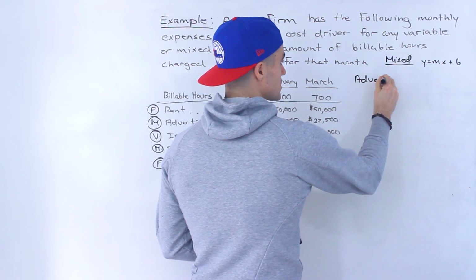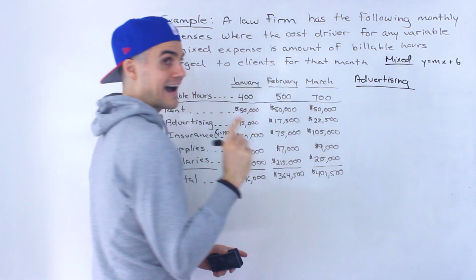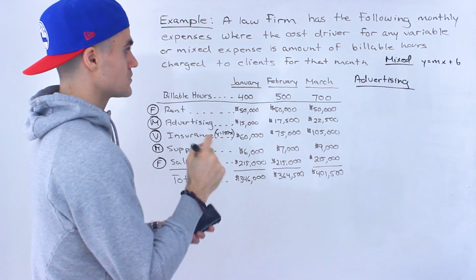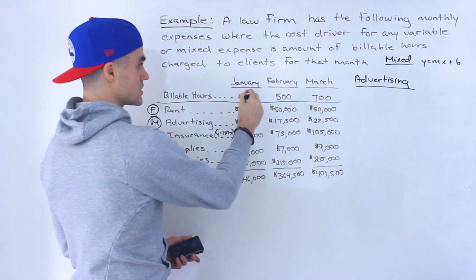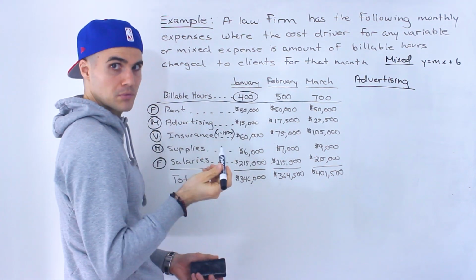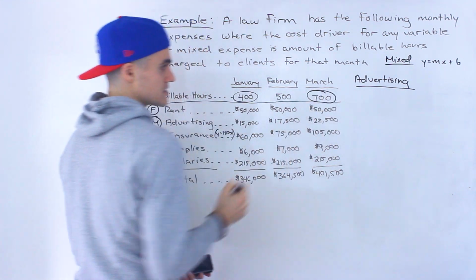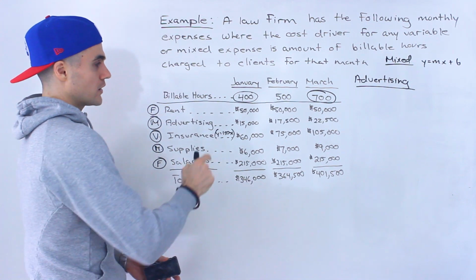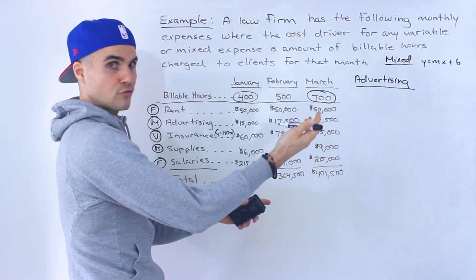We're going to be using the high-low method. And what we do is we take the lowest amount of the cost driver in the data, which is January, 400 billable hours, and we take the highest amount of the cost driver, which is 700 in March. And so what we're going to do is use those two months to come up with a formula for advertising.